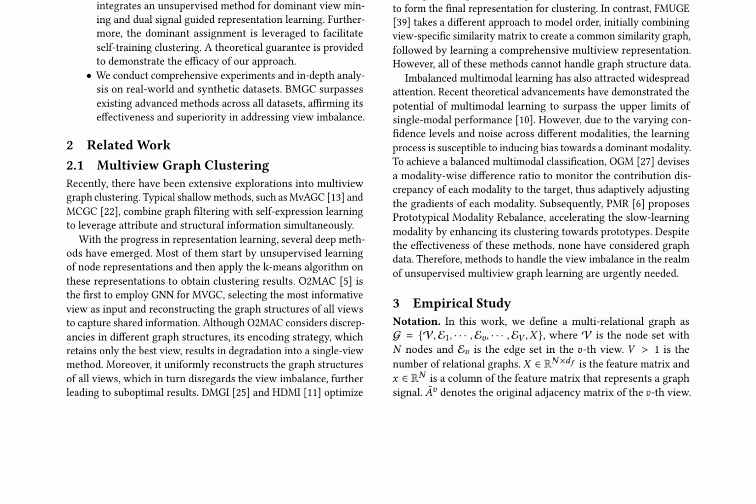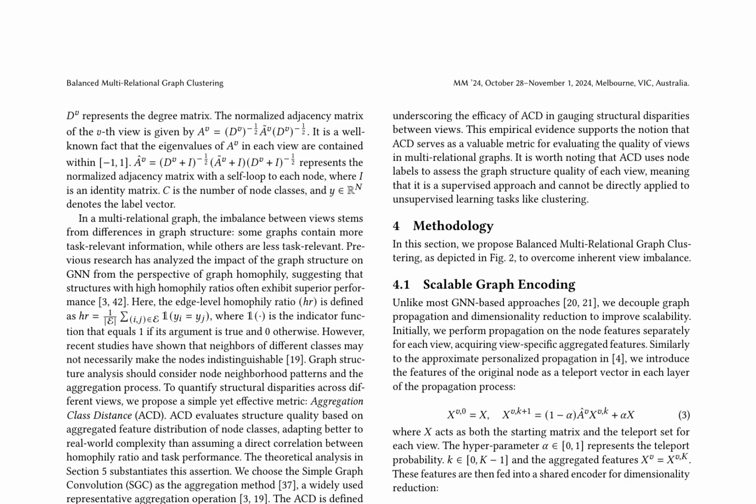multiview graph clustering. Balanced multi-relational graph clustering is a novel approach to address the imbalance between views in multi-relational graphs. This method introduces the aggregation class distance, ACD, metric, which evaluates the quality of views based on aggregated feature distributions of node classes. The ACD is calculated using the aggregated features and node labels, providing a quantitative measure for view quality. The proposed methodology for clustering involves scalable graph encoding and unsupervised dominant view mining.